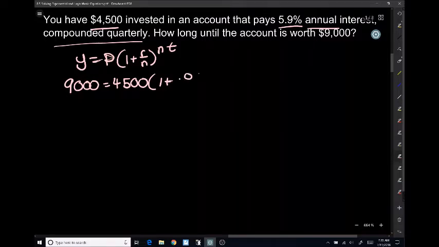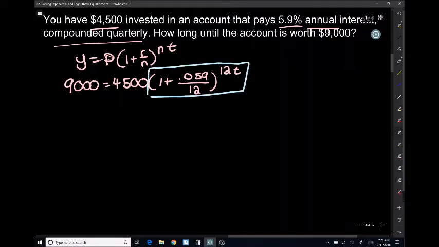0.059 over 12 is our N, and then 12 times T, because we don't know how much time this is going to take, so T up there is our variable. Well, like I said before, our goal is to get the base and the power by itself. So I want to isolate this part first, then start logarithming and stuff.